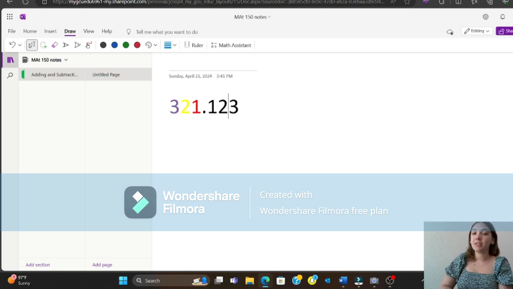So we have 321. So now we're going to move to the right side of the decimal, where this first one right here is in the tenths place. And our second number, or 2, is in the hundredths place. And 3 is in the thousandths place. So we have to remember to keep our place values in mind whenever we are adding and subtracting decimals, because we have to keep our decimals lined up and add our right places.